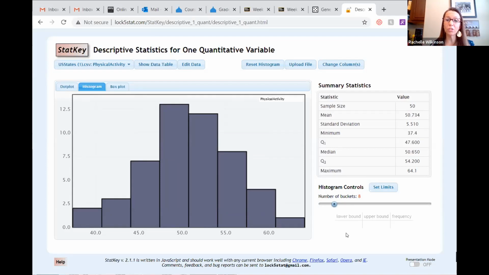So now what I'm going to do is see if I can create a sampling distribution. First I'm going to show you the process that we're going to go through, and then I'm going to show you the super easy way to do it in StatKey. Okay, so I'm going to take a sample from this population. My population has 50 states. I'm going to take a sample of 4 states.